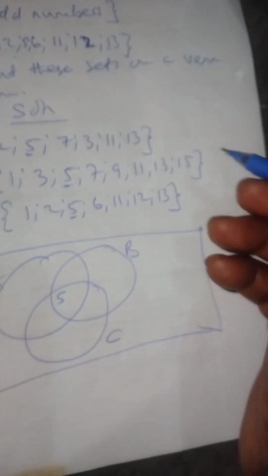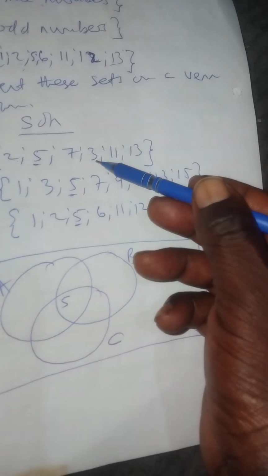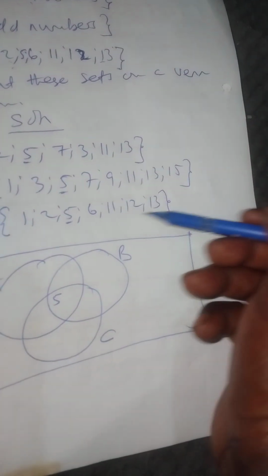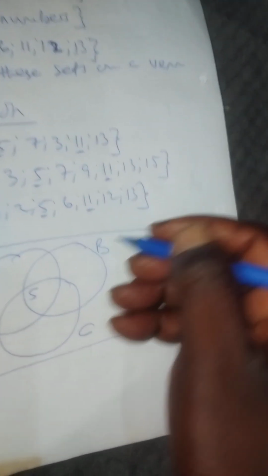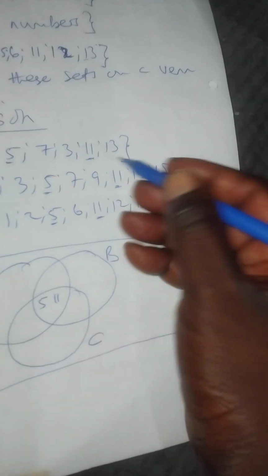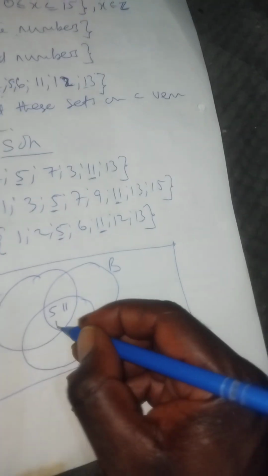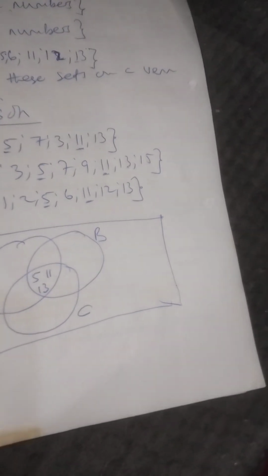It's 5. So we have 7, 7, no. 3, 3, here no. 11, 11, 11. Yes, we also have 11 here. You check nicely. 13, 13, 13. It is also there. So these are the 3 elements which are found in the 3 sets.